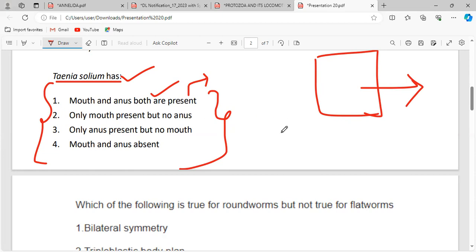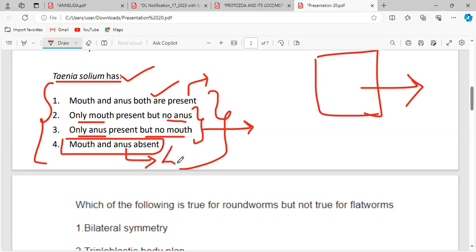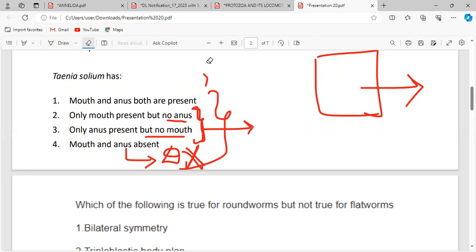Very good. See, there is a difference between an absence of digestive system and an incomplete digestive system. If only mouth is present and anus is absent, or only anus is present and mouth is absent, we can tell both as incomplete digestion. But if mouth and anus are both absent, we say the digestive system is absent here. This is said to be a complete digestion, and this is said to be an incomplete digestion. This is what I'm trying to say.